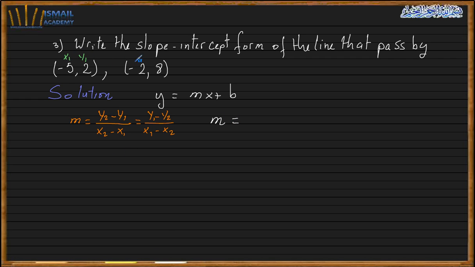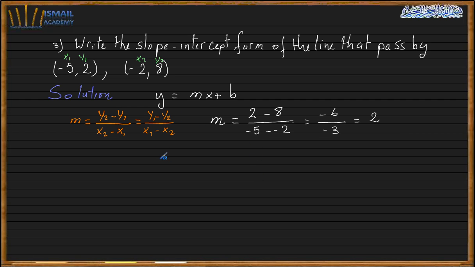this is my x1, y1, this is x2, y2. So I will do y1 minus y2, so it's going to be 2 minus 8 over x1 minus x2. Here I will end up having minus 6 over, this has become positive, so it's minus 3, which is 2. So my slope is 2.